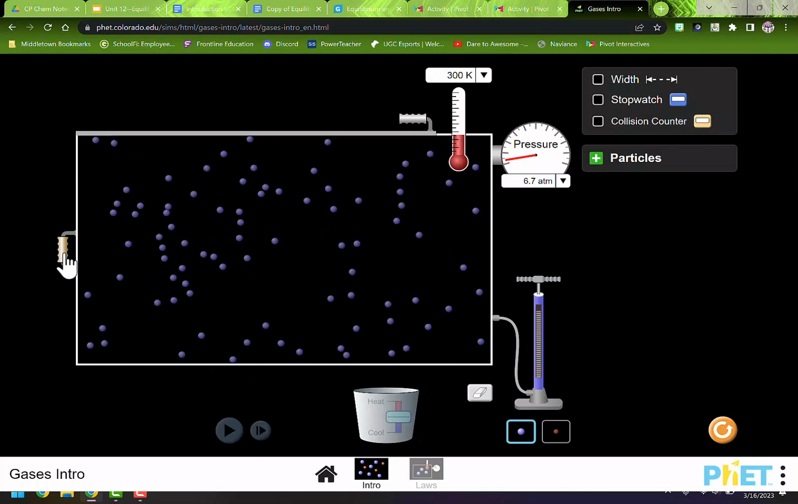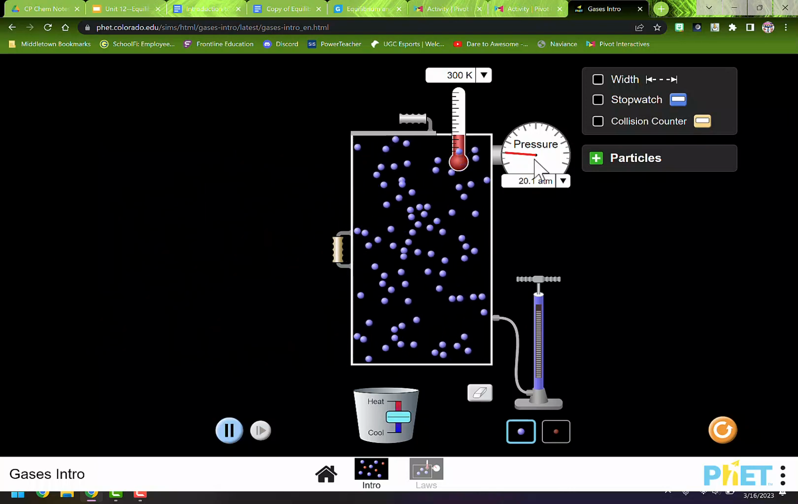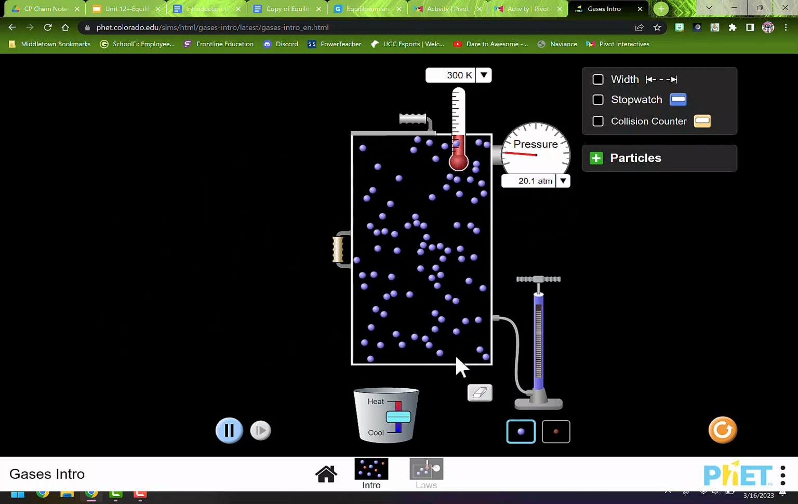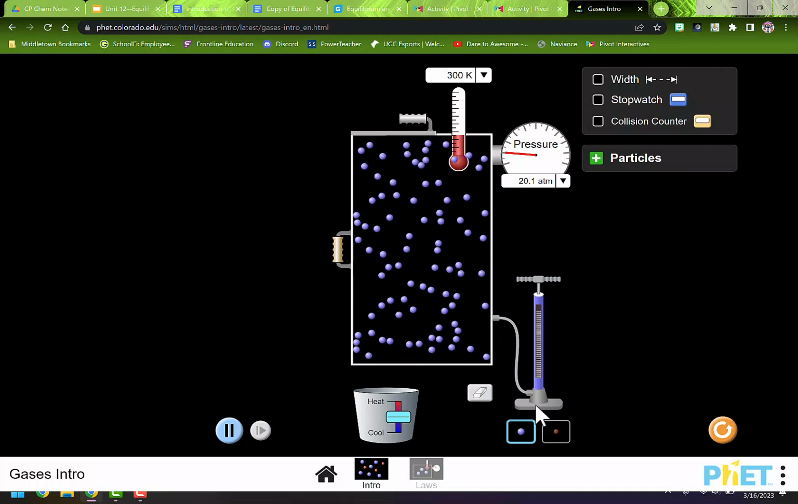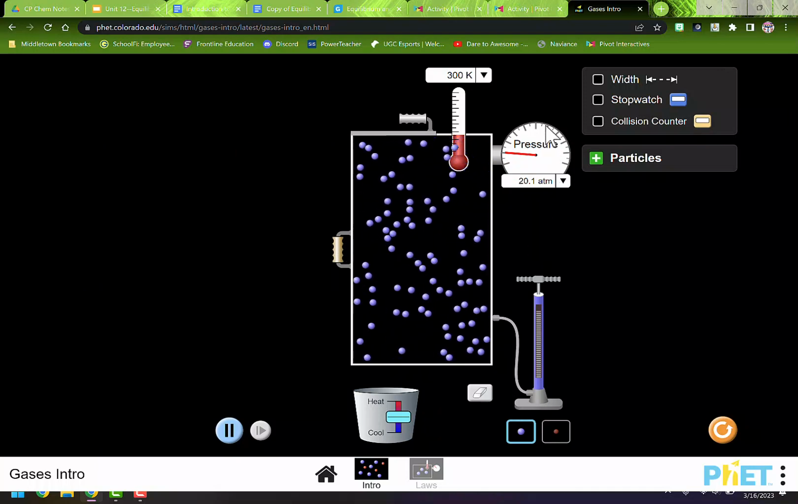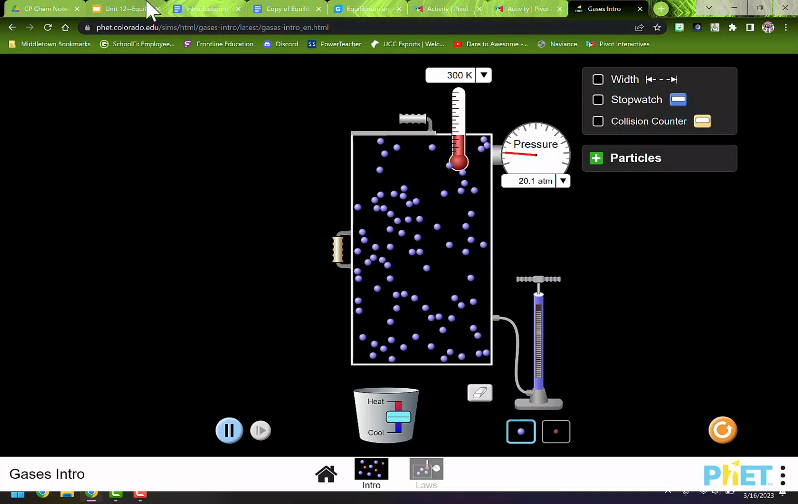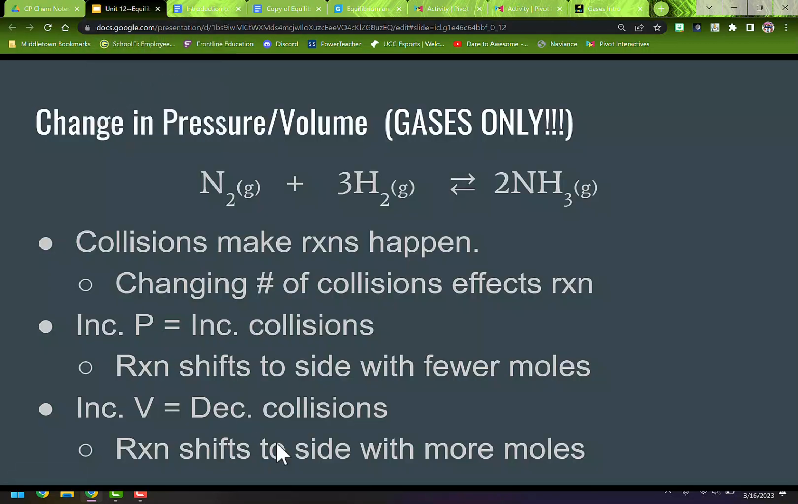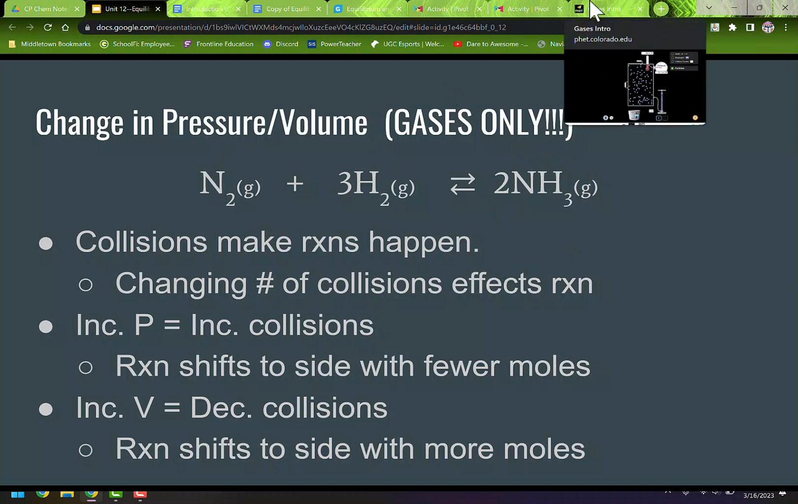Now, let's go in the opposite direction. If I decrease my volume, watch what happens to my pressure. My pressure shoots way up. Notice the number of collisions. The number of collisions between the molecules goes way up. So since the molecule collisions go way up, as I go back to my presentation, my reaction will shift to the side with fewer moles, which would be the NH3 side, increasing this side and decreasing this to keep the number of collisions at the same level.